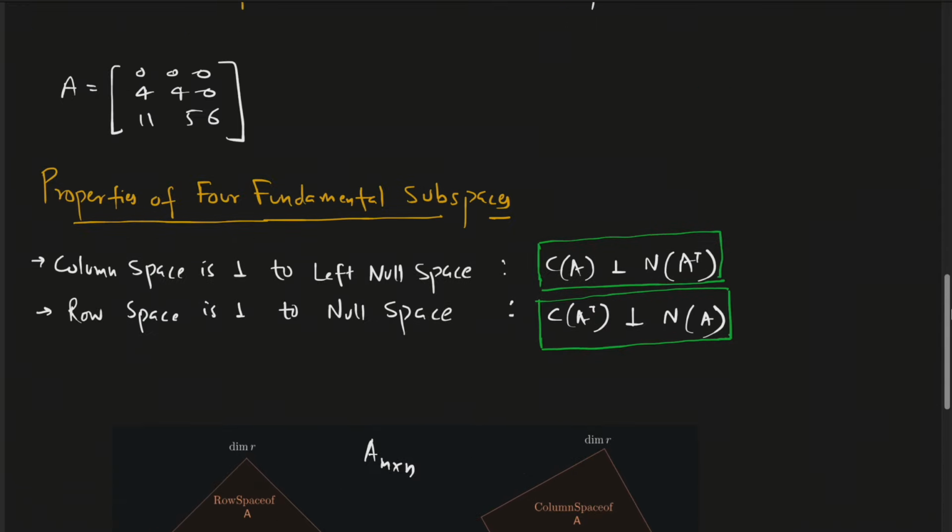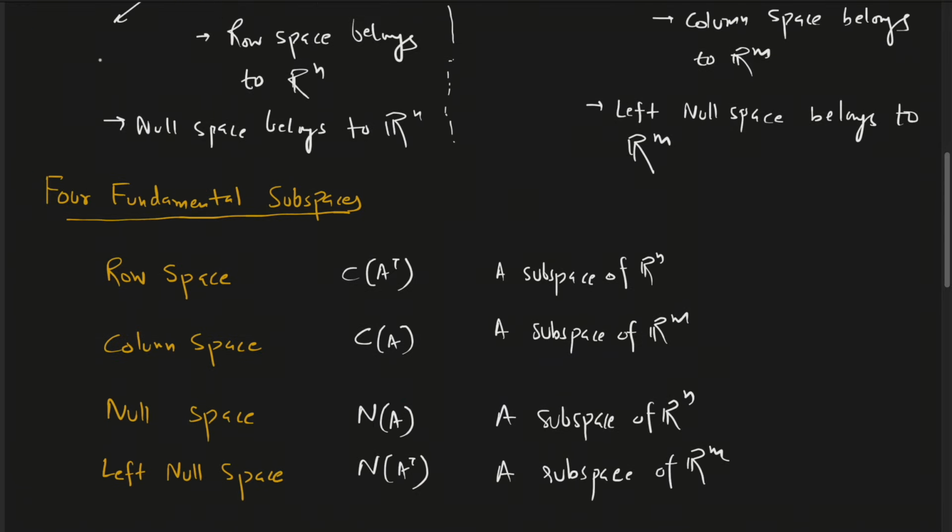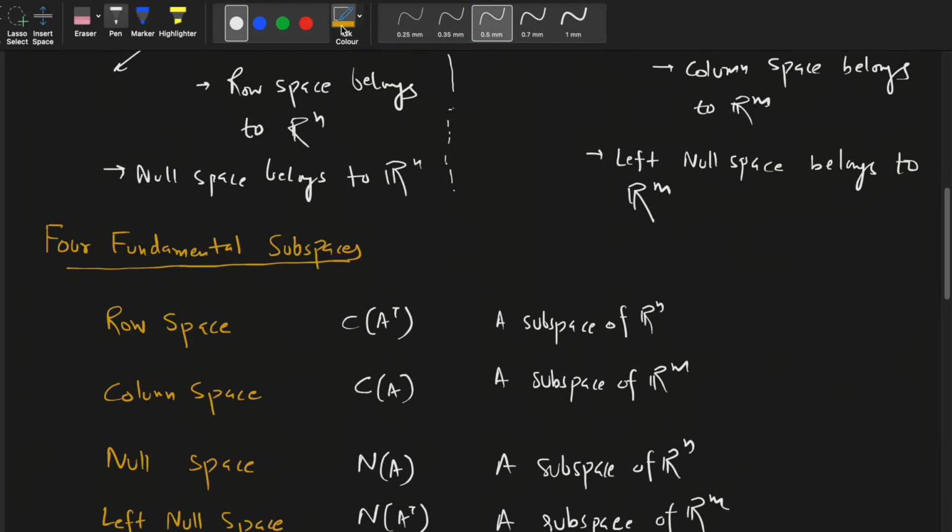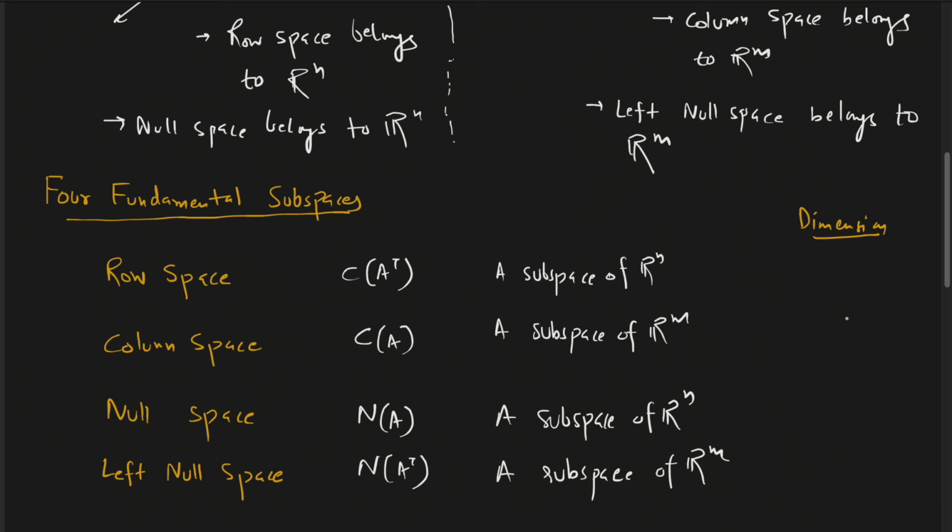Okay. Now, one more thing. In the last lecture, we have studied the dimensions as well. So we know rank. What is rank? The dimension of the column space is rank. That's all. It is also denoted as R. The dimension of the column space is rank.